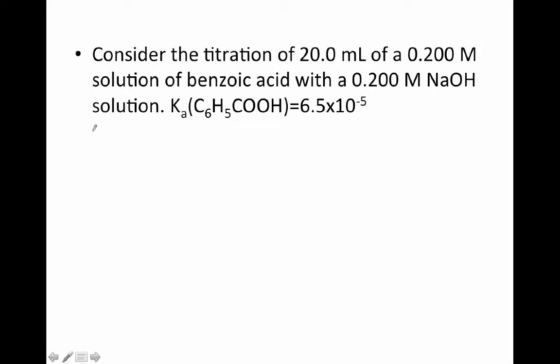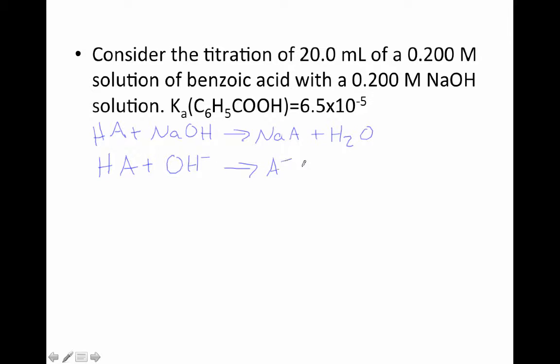Benzoic acid can be abbreviated HA, so the neutralization reaction between benzoic acid and sodium hydroxide can be written as HA plus NaOH, and the products are sodium benzoate and water. If we write the net ionic equation, we have the weak electrolyte HA, the hydroxide, and the resulting benzoate and water, where the sodium cations are spectator ions and cancel out.